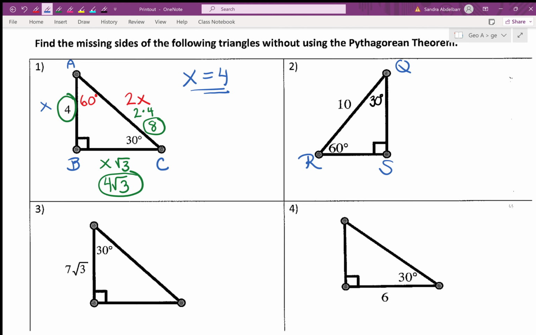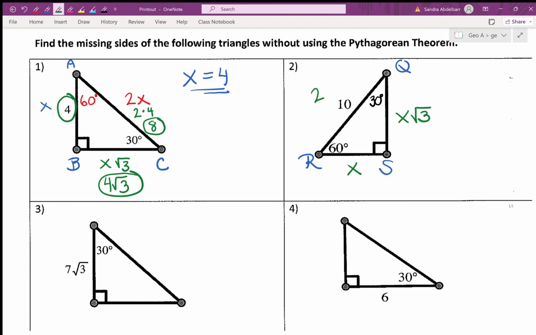RS is x. The side across from the 30 is x. All right, which side am I labeling x root 3? QS is x root 3. And which side am I labeling 2x?